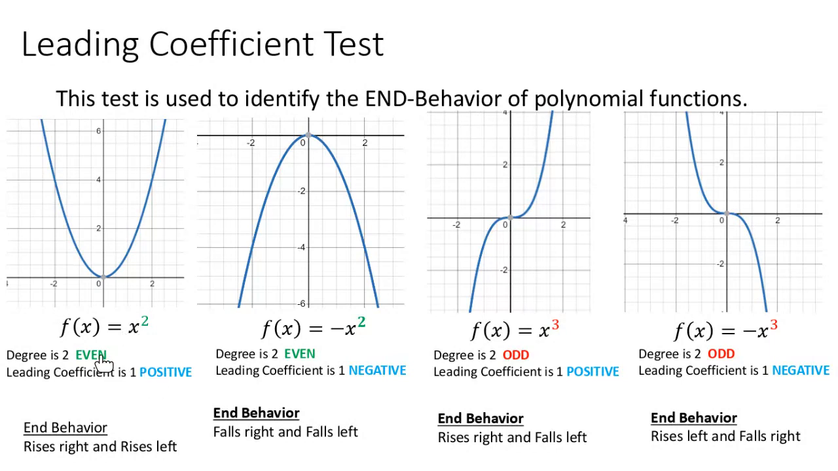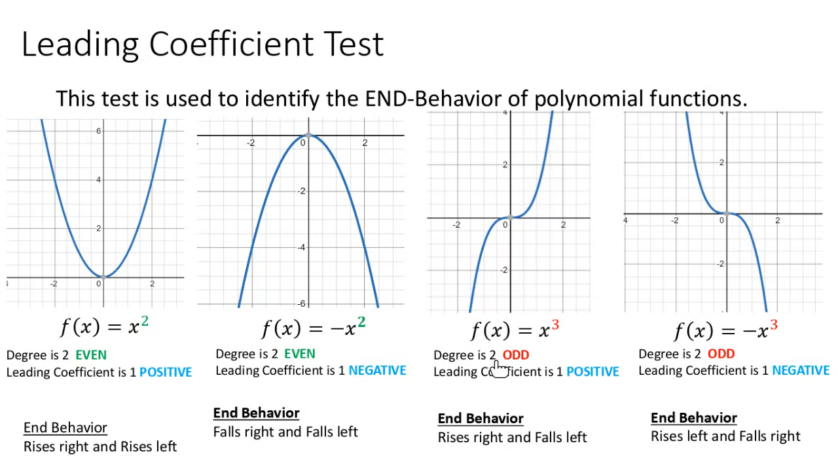So if you have a graph that has an even degree and has a positive leading coefficient, the end behavior is always going to rise right and rise left. If you have a polynomial that has a degree that is even, but the leading coefficient is negative, then the behavior will always act like this one here, where it falls right and falls left.